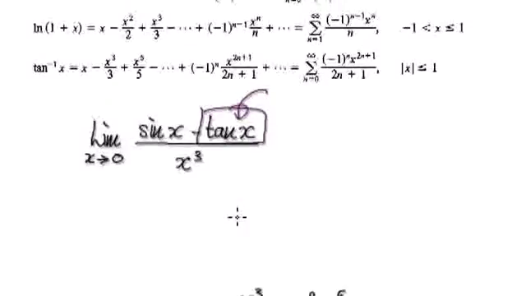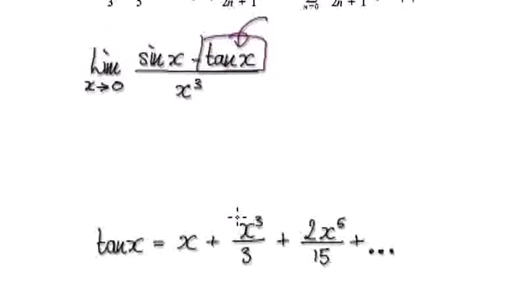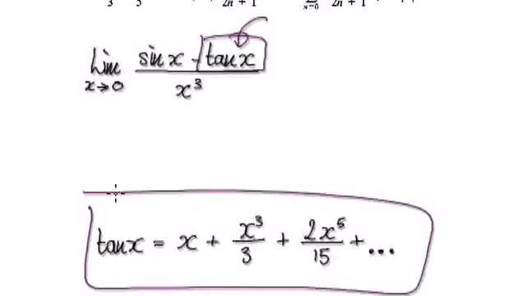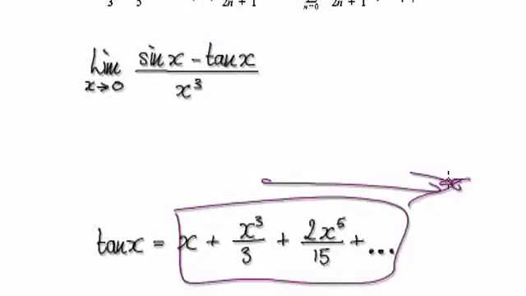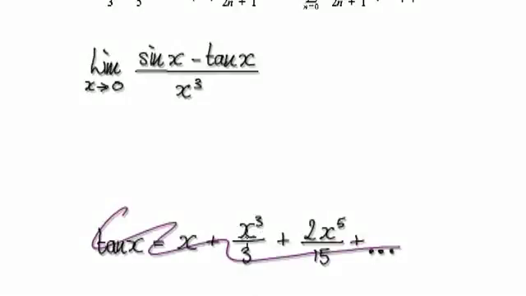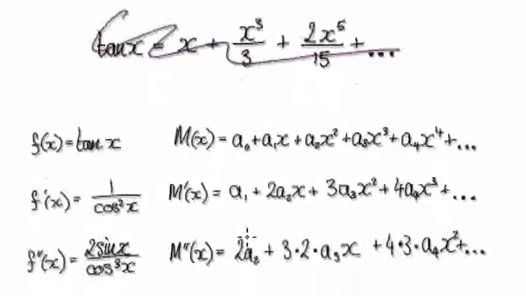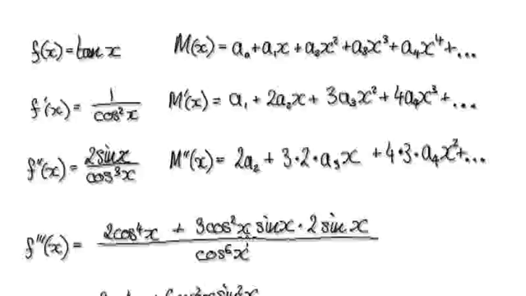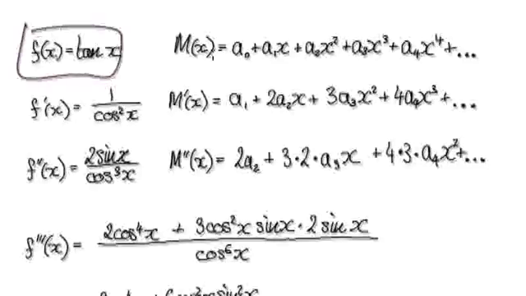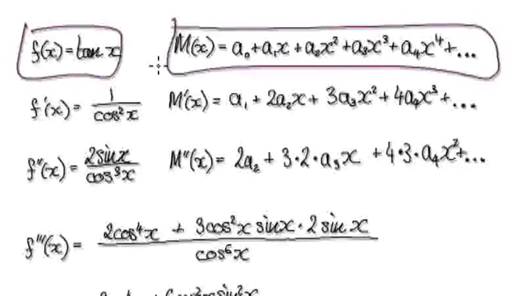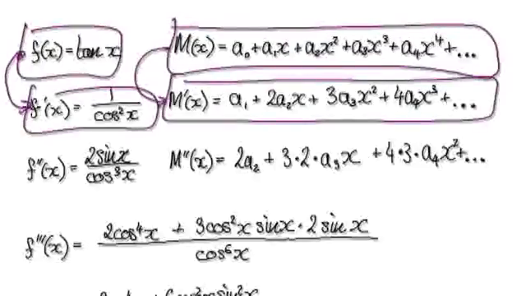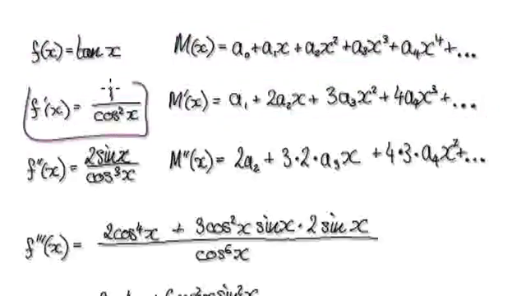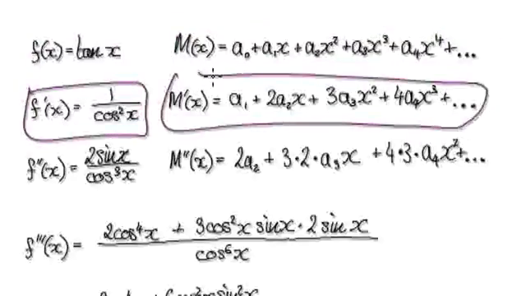By the way, the series for tan of x happens to be this, all the way to infinity. But let's pretend we didn't know this and we've got to work it out from scratch. So start out with your function and your general series, differentiate this, that will give you this, differentiate this, that will give you this. So we would demand the first derivative to match up with the first derivative of this.